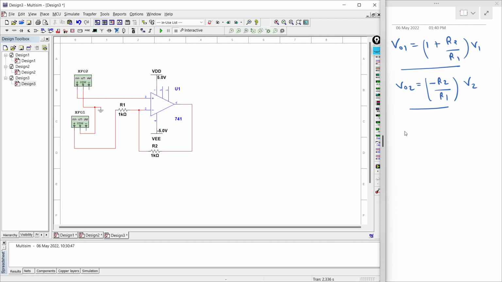So here our circuit is ready, and now let's analyze the circuit and then we'll understand the working of it.